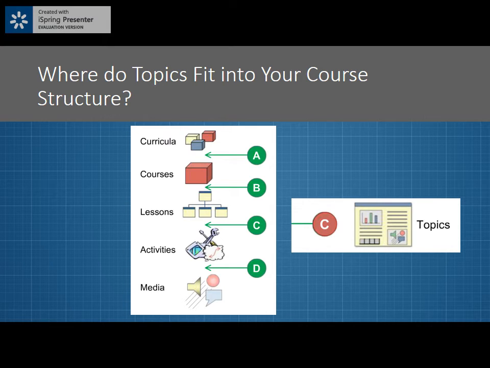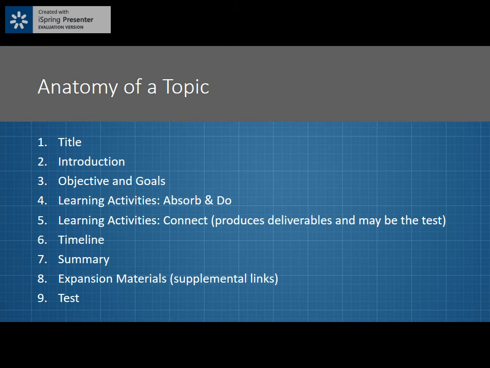Let's explore topics a little further by looking at what Horton refers to as the anatomy of a topic. What makes up the anatomy of a topic? This will be the bulk of our tutorial. The topic is key to both connecting with your students and accomplishing your course goals.